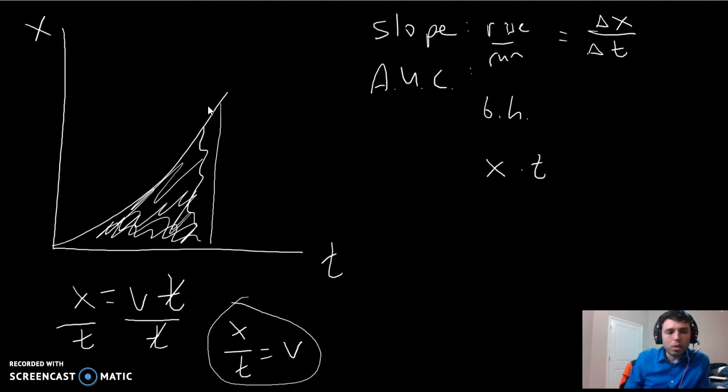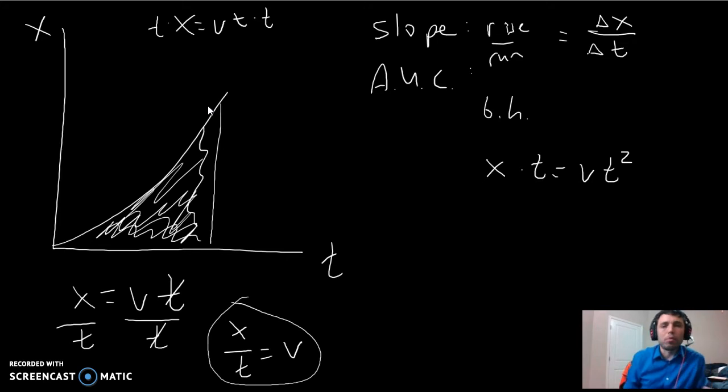Now remember, we had our equation over here, x equals vt. Can we rearrange that so it's x times t equals something? Well, we can. I guess we could multiply by t on both sides. And then we get xt equals vt squared. And that doesn't really help us with anything, right? It doesn't really tell us anything useful. So it doesn't give us velocity. It gives us velocity times t squared. We don't really use x times t for anything.